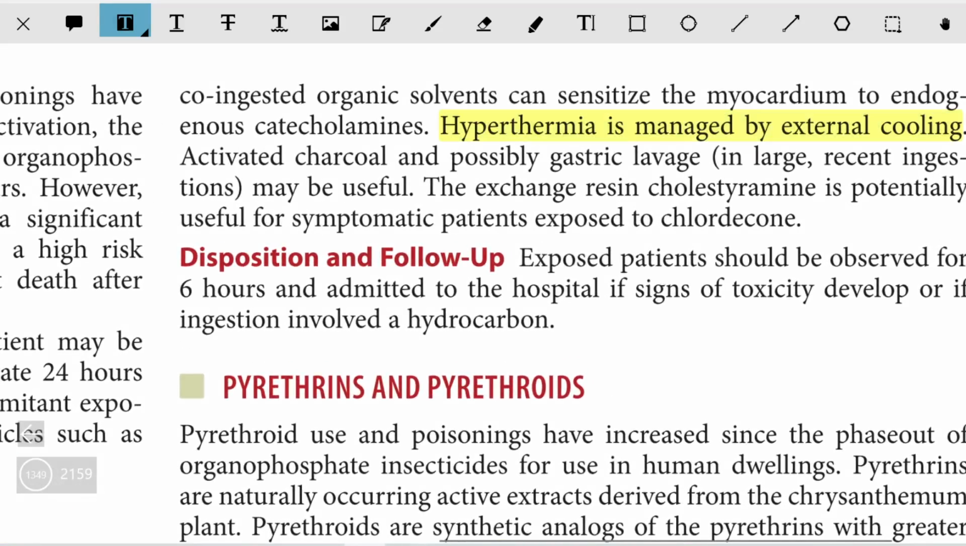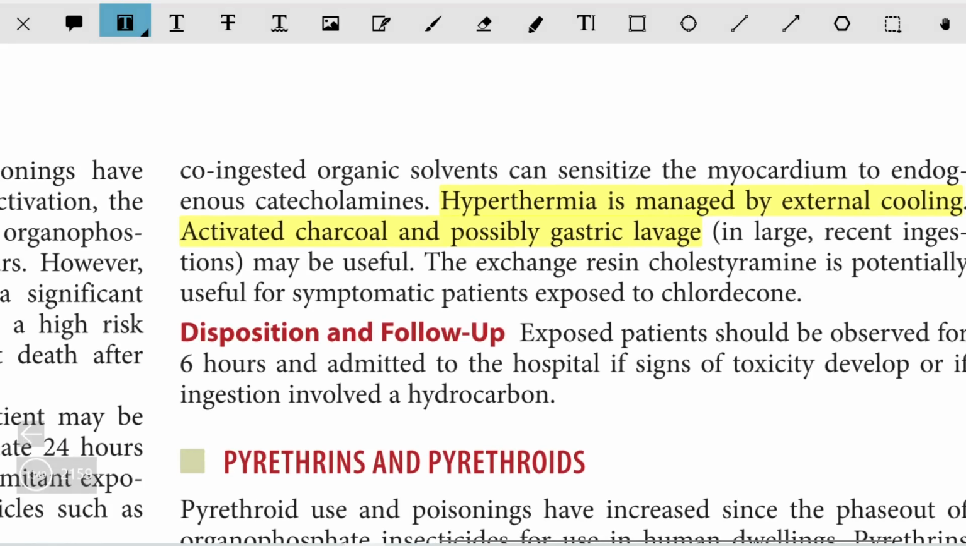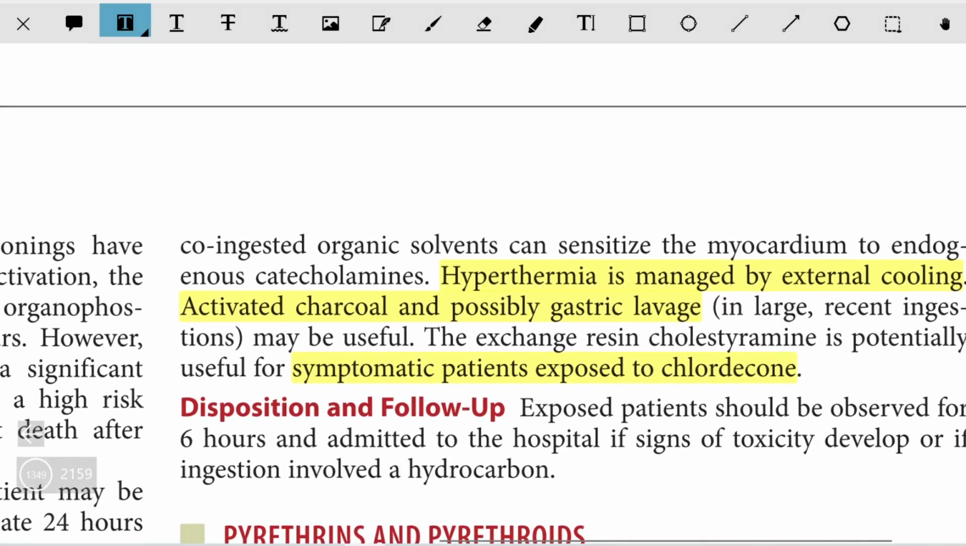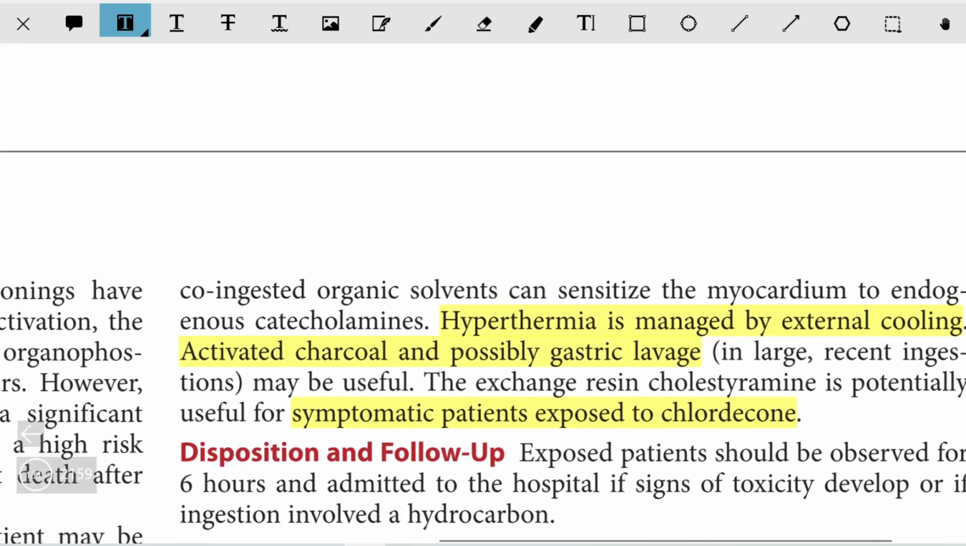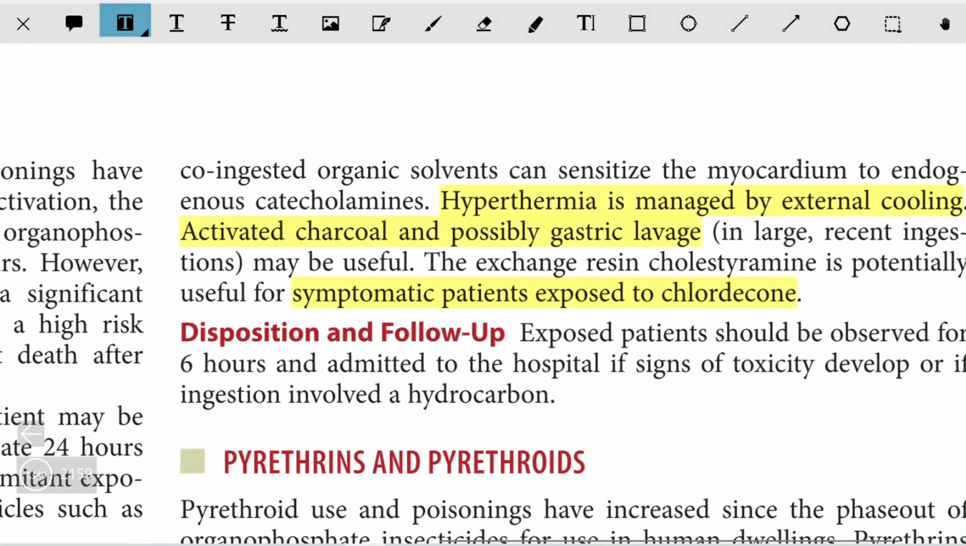Hypothermia is managed by external cooling, and activated charcoal and possibly gastric lavage may be helpful. The resin cholestyramine is potentially useful for symptomatic patients exposed to chlordecone. Regarding disposition, the patient should be observed for some time in the ED, and if the symptoms persist, they should be admitted. Okay, thank you very much.